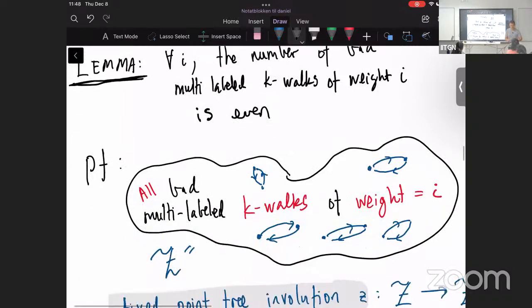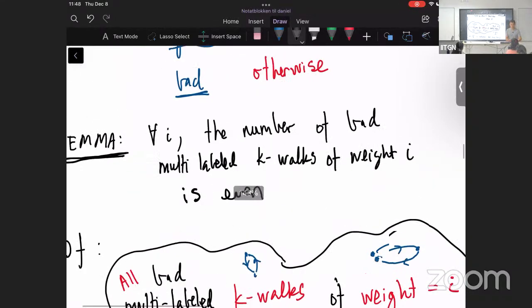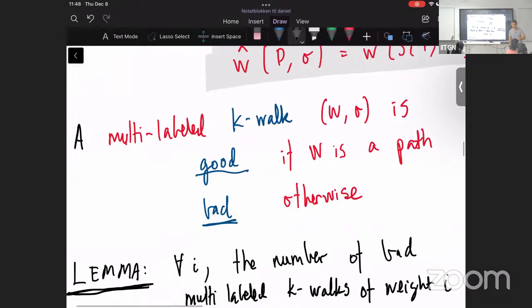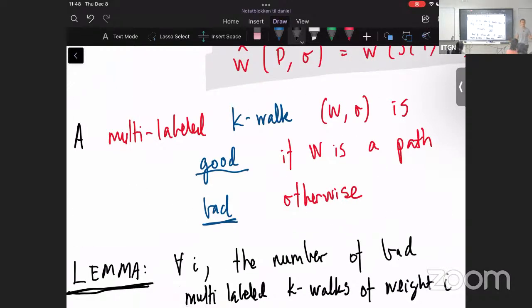Okay. So please parse the lemma statement and ask questions about the lemma statement, if there are any. Can you state again what is good and bad? A multi-labeled k-walk is good if it's a path, and bad if it's not a path. So if at least one vertex repeats. Yeah.